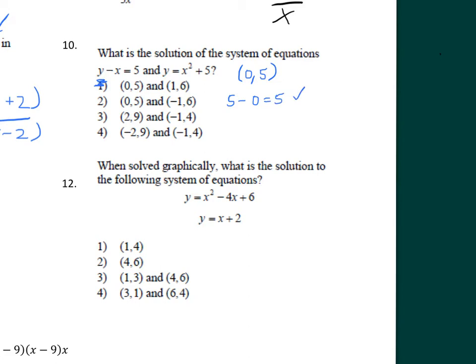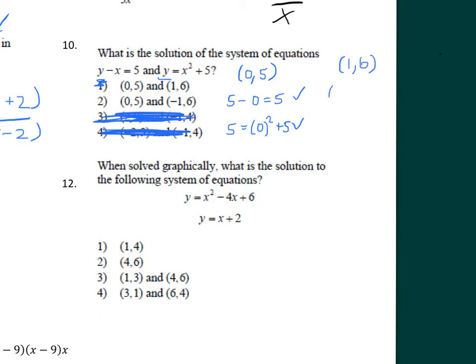In this case, that checks. We then have the second equation right here, and that would be 5 equals 0 squared plus 5, and that checks as well. So that means that 0, 5 is a solution to the system. That means that these two choices that don't include 0, 5 are wrong. And now we're down to 2 choices. So I'm going to try 1, 6. If it works, it's choice 1. If it doesn't work, it's probably choice 2.